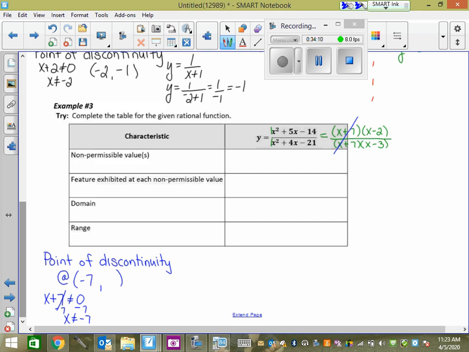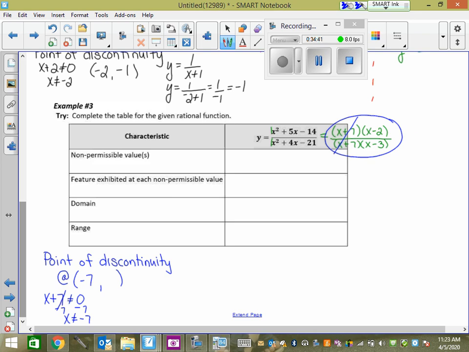Okay? And if you notice, that factor's on the top and the bottom, right? The x minus 2 is my x-intercept, and the x minus 3 gets me my vertical asymptote, right? So all of these things in this equation here make sense. The x plus 7 is the factor of the point of discontinuity. The x minus 2 is the factor of the x-intercept. And the x minus 3 is the factor of the vertical asymptote, which is going to come in handy in a little bit.